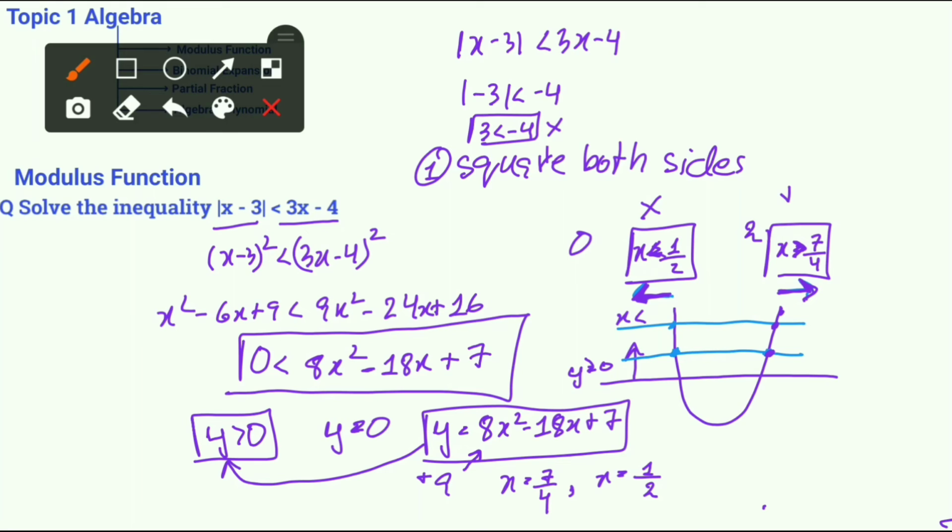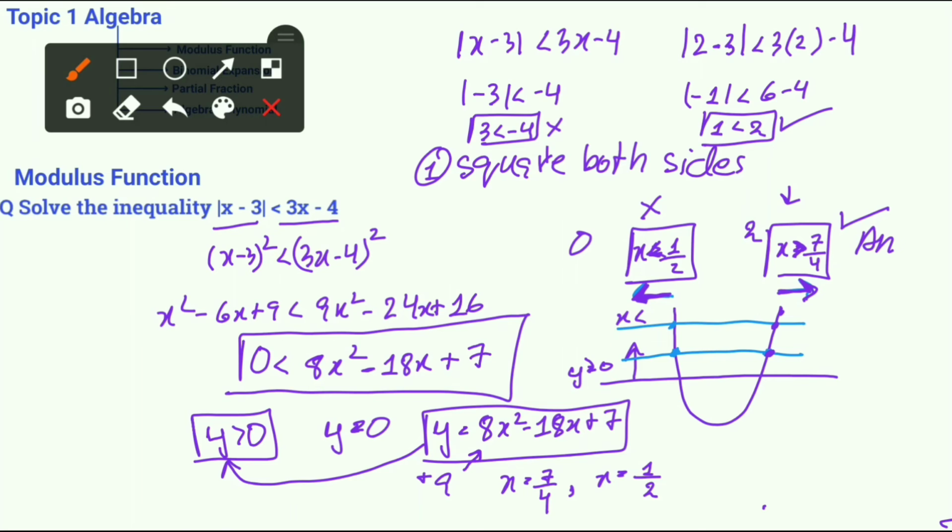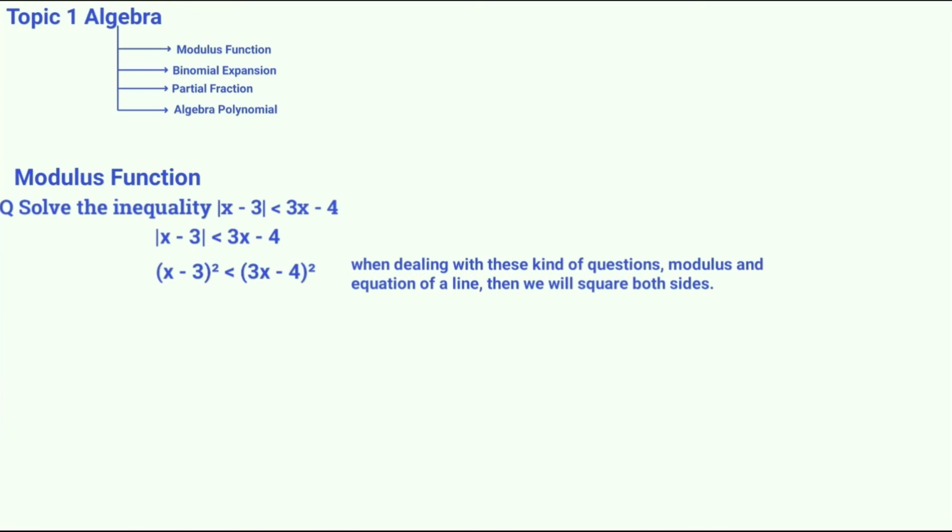If I put this one, then 2 minus 3 is minus 1, modulus gives 1, and 3 times 2 minus 4 is 2. Yes, of course 1 is less than 2, which means this is correct. This inequality is correct, so this is the answer. When dealing with these kinds of questions, modulus and equation of a line, we will square both sides.